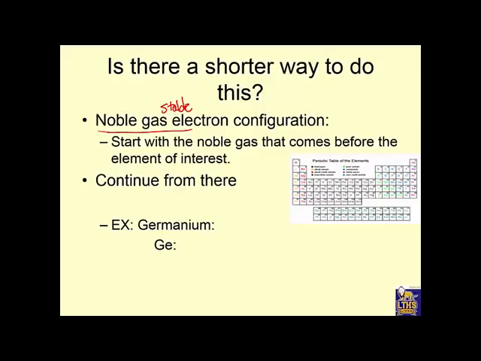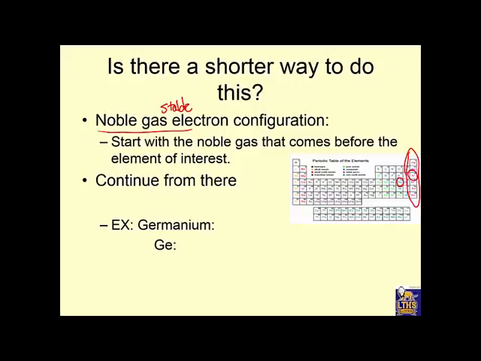So instead of going all the way through the whole periodic table, you can find the noble gas that comes before the element you're looking at. So let's use selenium as our example. Here's selenium. The noble gas that comes before it is argon. It can't be krypton because that comes after, it has to be before.